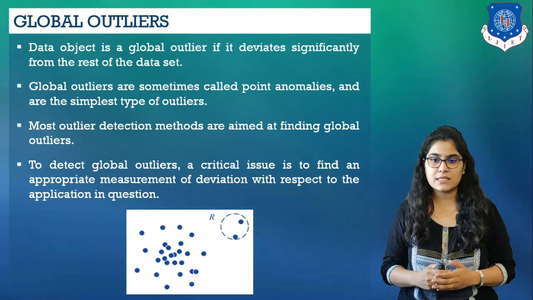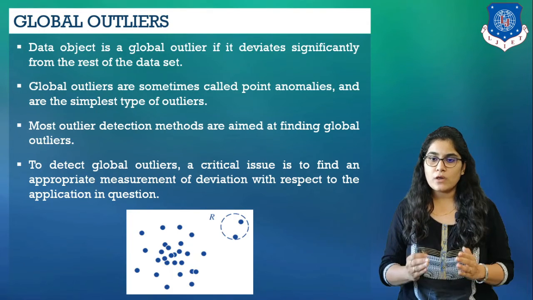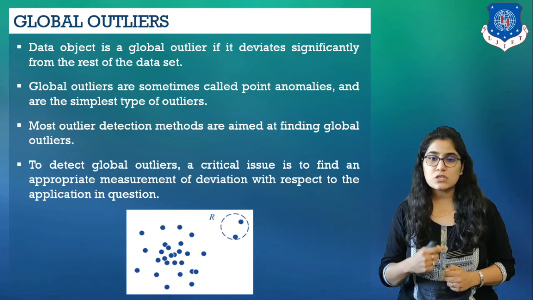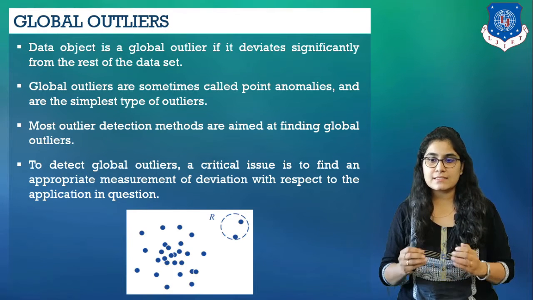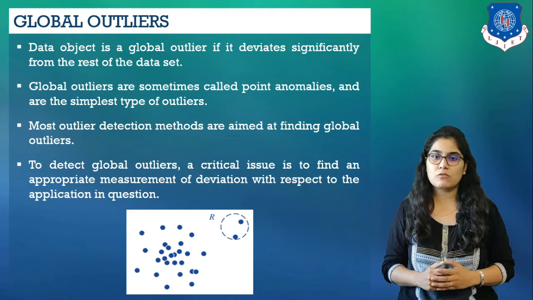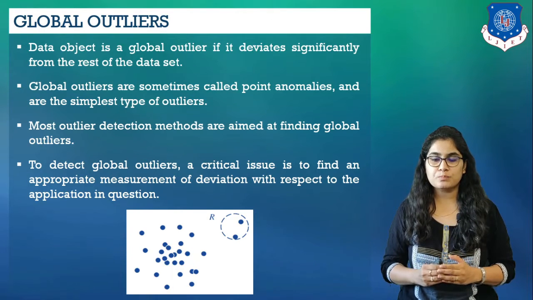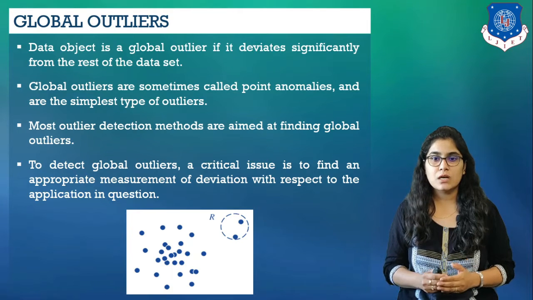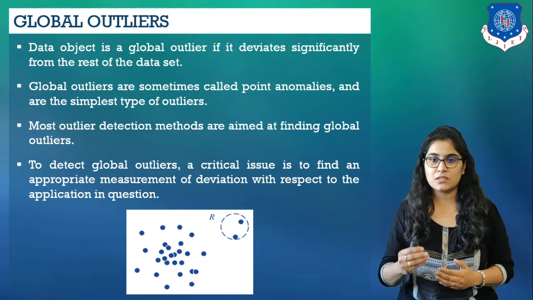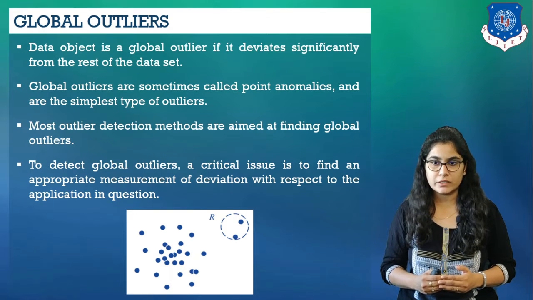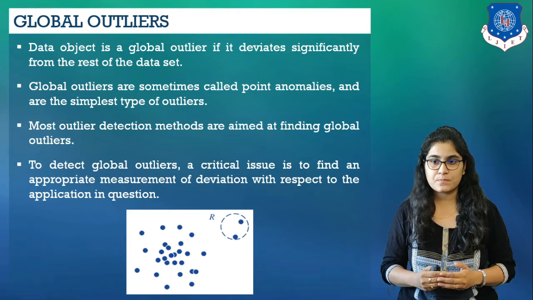Consider the points in the given figure. The points in region R significantly deviate from the rest of the dataset and hence are examples of global outliers. To detect global outliers, a critical issue is to find an appropriate measurement of deviation with respect to the application in question. Global outlier detection is important in many applications.